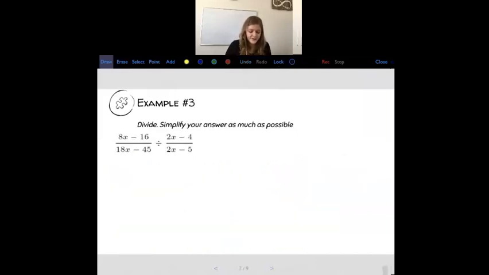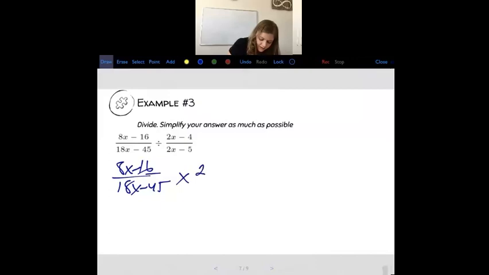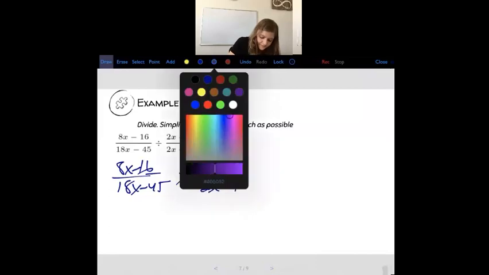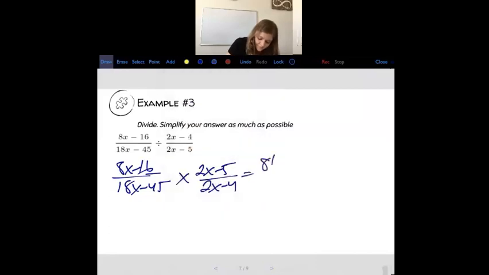Divide. Simplify your answer as much as possible. So when we divide fractions, we keep the first one, we change the sign to multiplication, and we flip the second one. And so now we'll factor. Over, we can take out a 9 times 2x minus 5 over 2 times x minus 2.